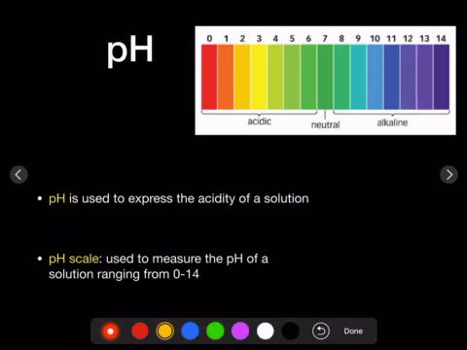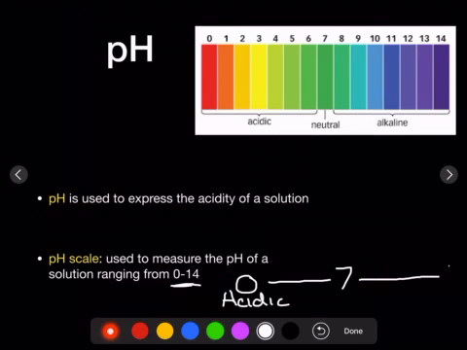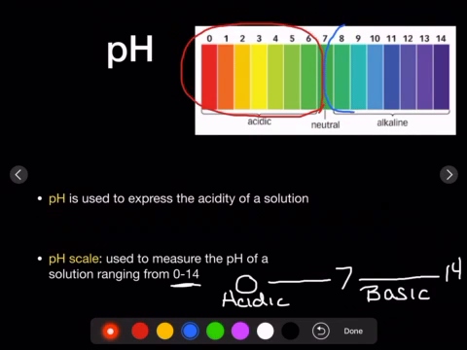Now, pH is something that expresses the acidity of a solution. The pH scale is used to measure this in a range. Acidity ranges from 0 to 14, with 0 being acidic, all the way up to 7. Once you get past 7, all the way up to 14, those are our basic solutions. So again, neutral is 7, something like pure water, and 7 to 0 are acidic. From 7 to 14 are basic solutions, or bases.